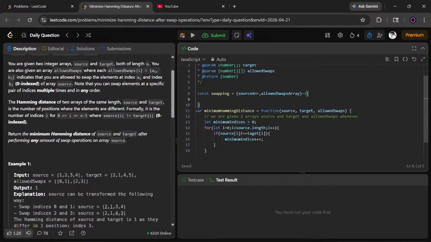Let me open the window, man. This is so hard.